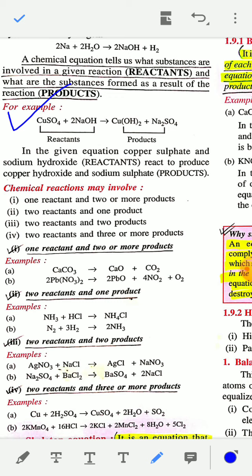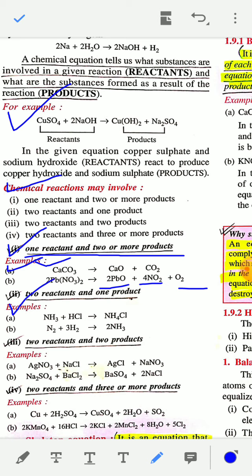Now, types of chemical reaction on the basis of the number of reactant and product molecules. If there is one reactant and two or more products, examples are calcium carbonate, on heating, giving calcium oxide and carbon dioxide. In this reaction, one reactant produces two products, one is CaO, another is CO2. Similarly, lead nitrate on heating decomposes to give PbO, NO2 and O2. In this reaction, there is only one reactant and three products.